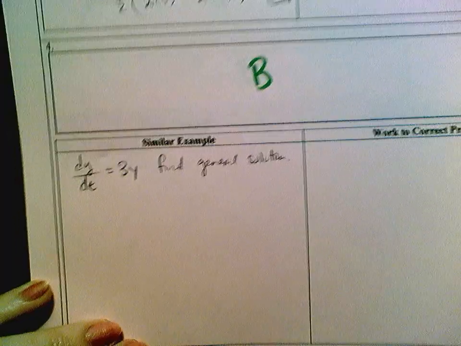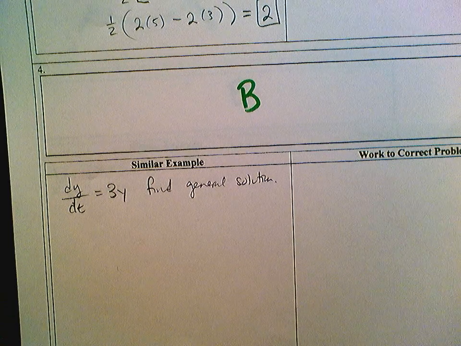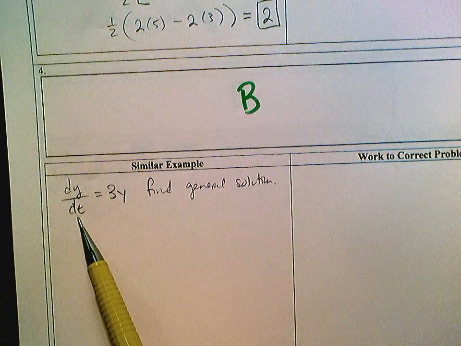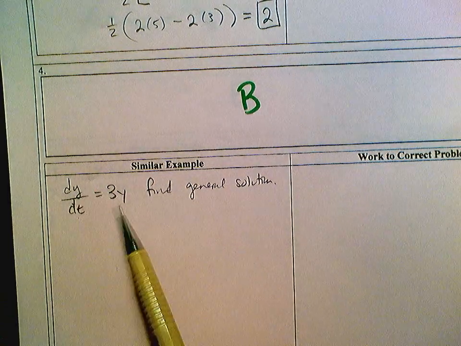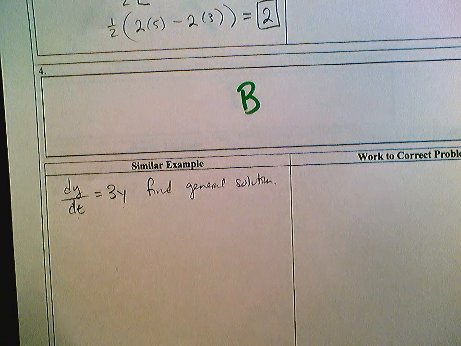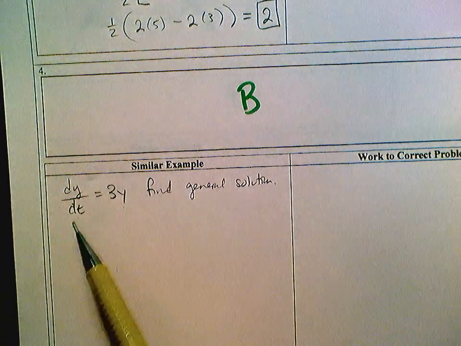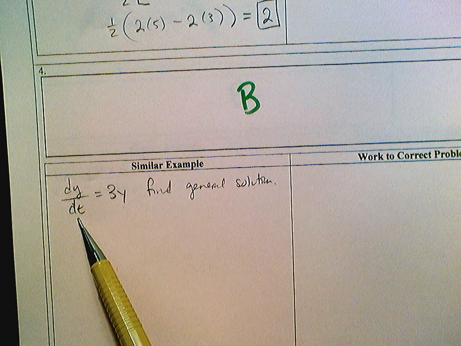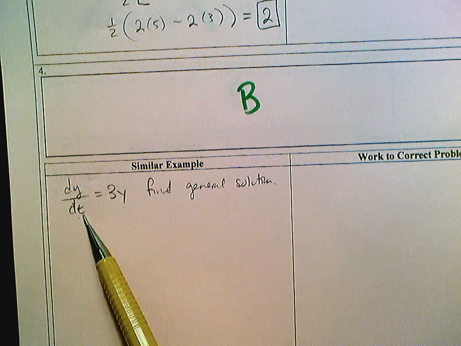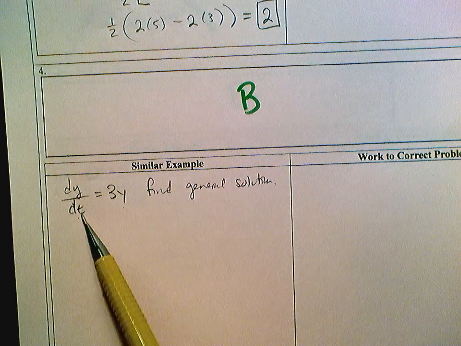Now this next one, number 4, the answer is B. Here I've got this differential equation. It's called a differential equation because it's an equation that has a derivative in it. So dy dt, that's a derivative. This is like y prime.